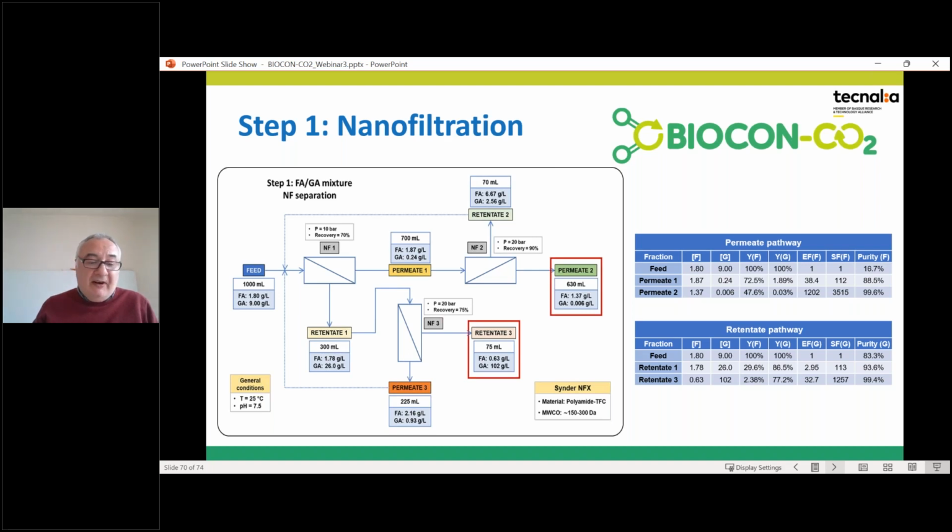These two final fractions follow then two different ways. On the one hand, retentate 3 was not treated further and was considered as a gluconic acid pure concentrated solution. On the other hand, permeate 2, although it was essentially a formic acid pure solution, was rather diluted and had to be concentrated. So permeate 2 followed a second step of reactive liquid extraction to concentrate the formic acid contained therein.